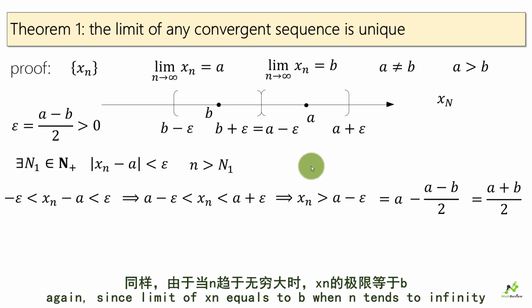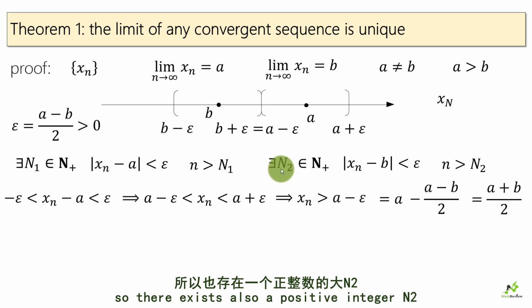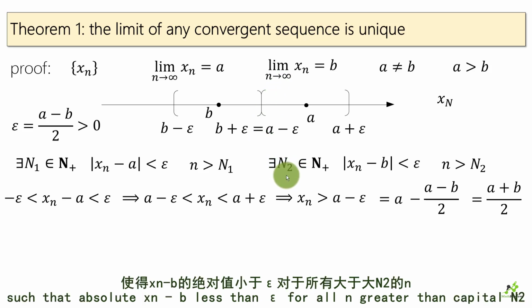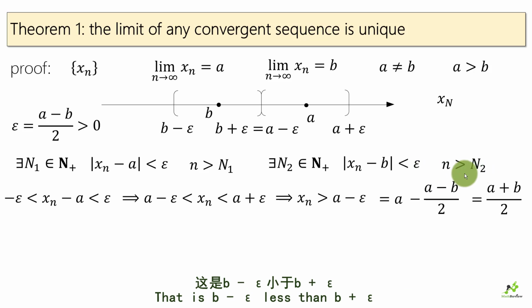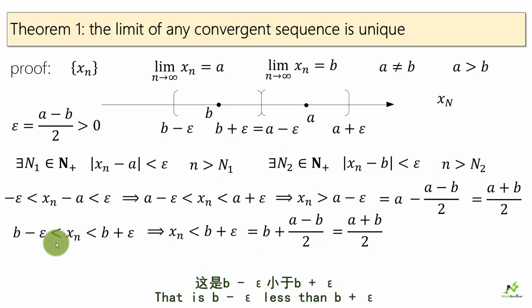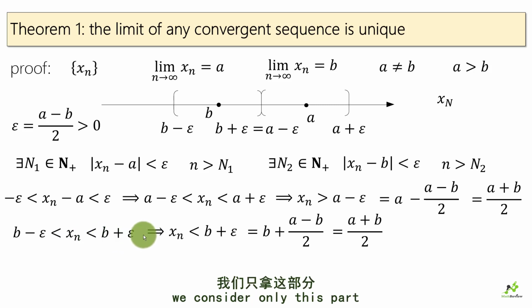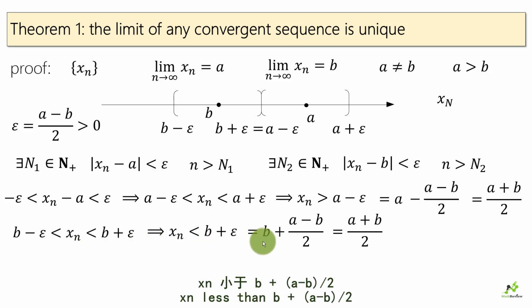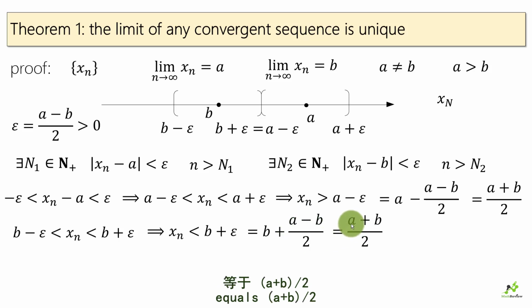Again, since limit of xn equals b when n tends to infinity, there also exists a positive integer capital N2 such that absolute value of xn minus b is less than epsilon for all n greater than capital N2. That is, b minus epsilon less than xn less than b plus epsilon. We consider only this part. Xn is less than b plus (a minus b) over 2, which equals (a plus b) over 2.